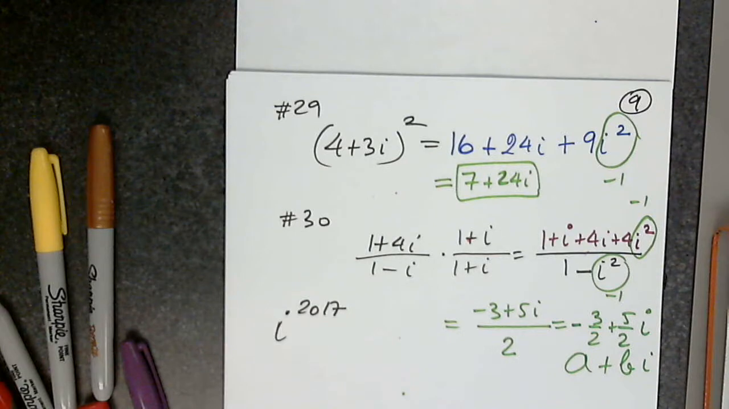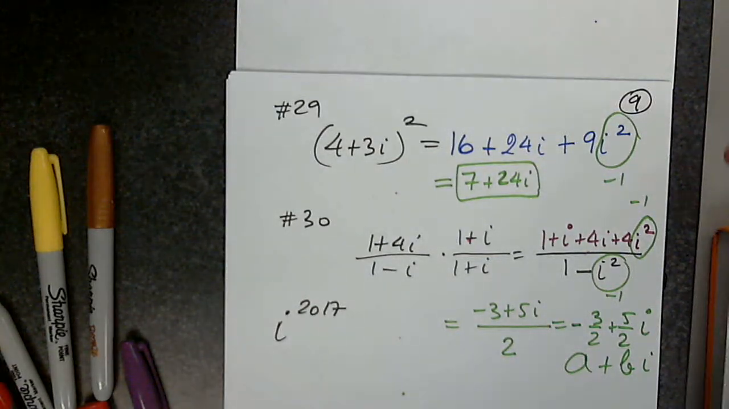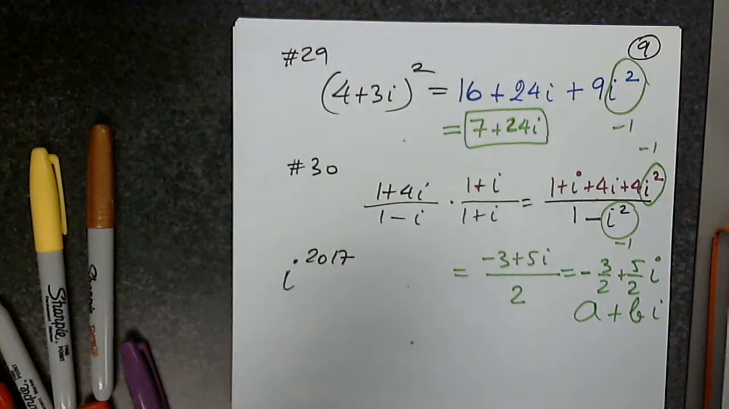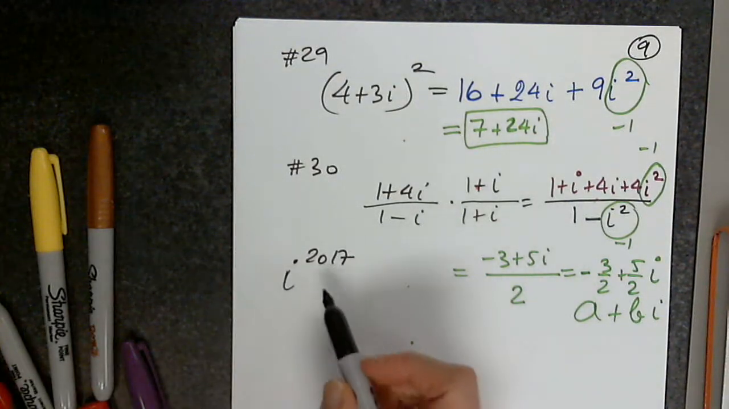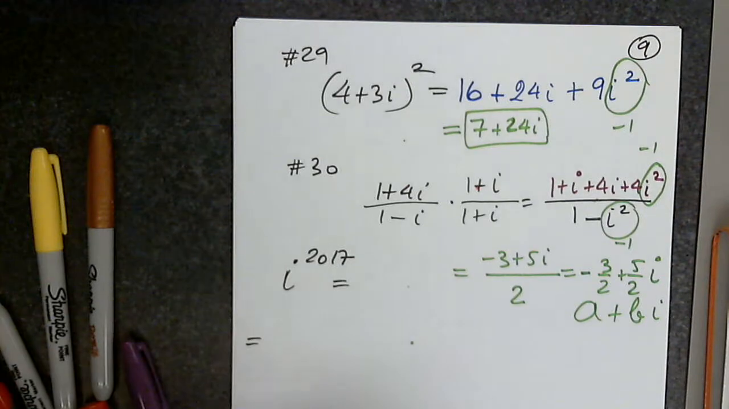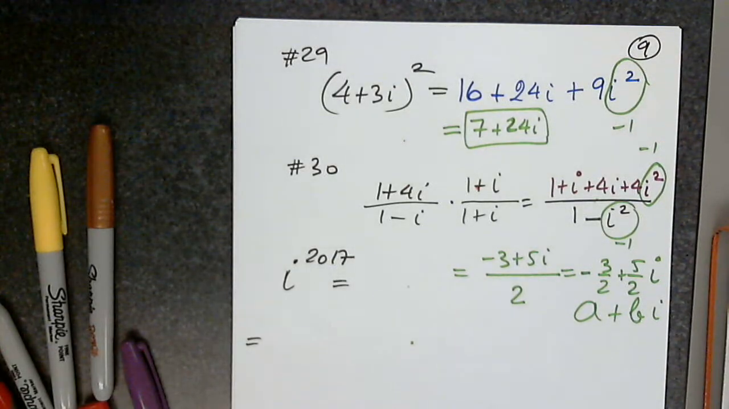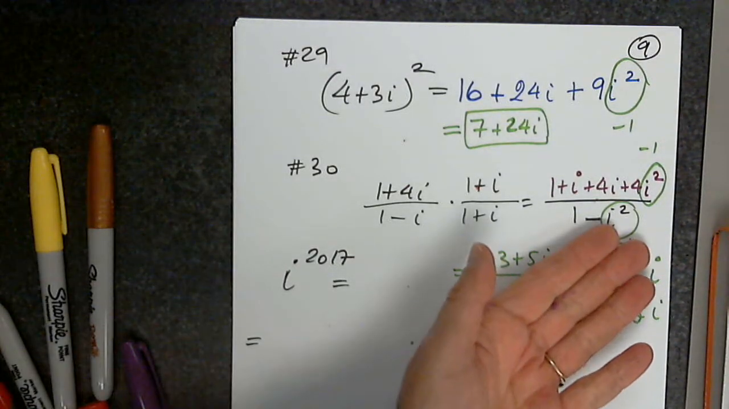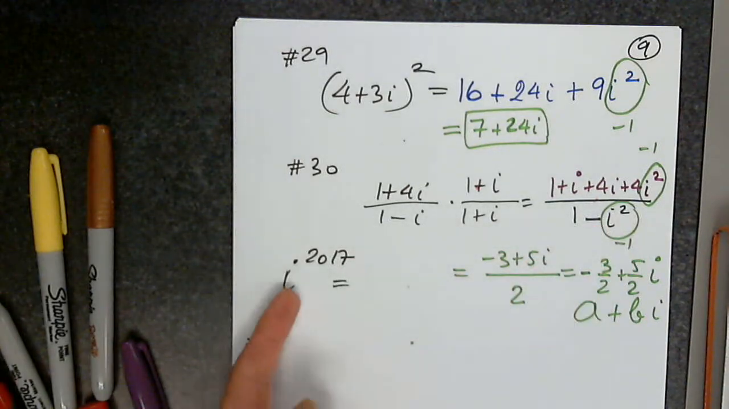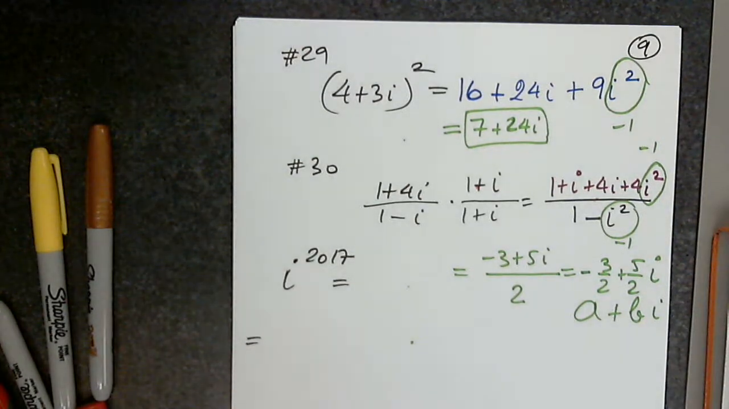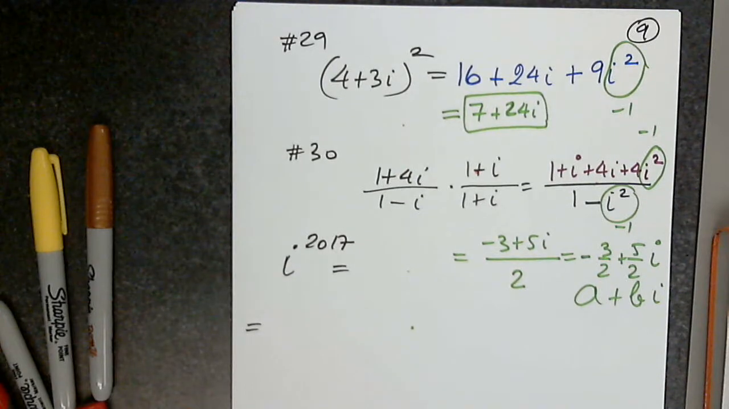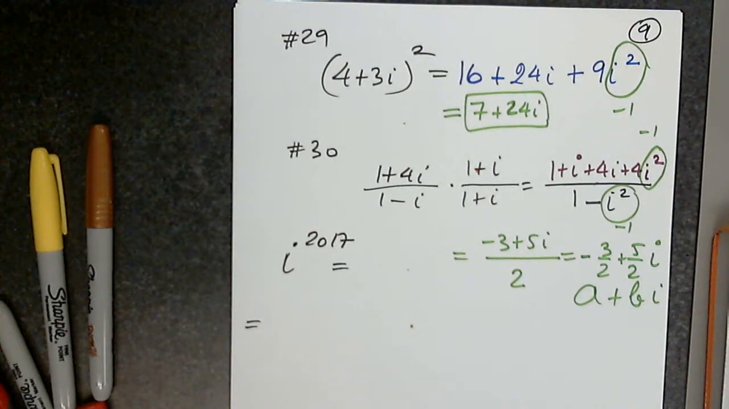Let's find the power of i. I picked i to 2017. How do I simplify this? Remember, I only know i squared. But 2017 is not divisible by 2. So I will break it up into the first number that is divisible by 2 and does not exceed 2017.